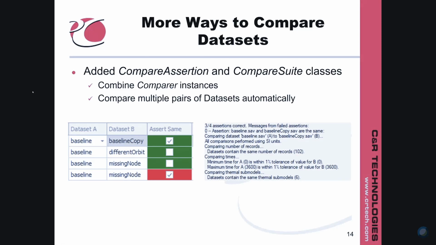Okay, and then we've added some new ways to compare data sets. So in the older version of 6.1, we had an object called a comparer. And you can define a comparer that points to two data sets, so two save files, CSRs, text transient files, whatever. It points to those two, and then you tell it what you want to compare. I want to compare all of the node temperatures. I want to compare all of the thermal submodels.